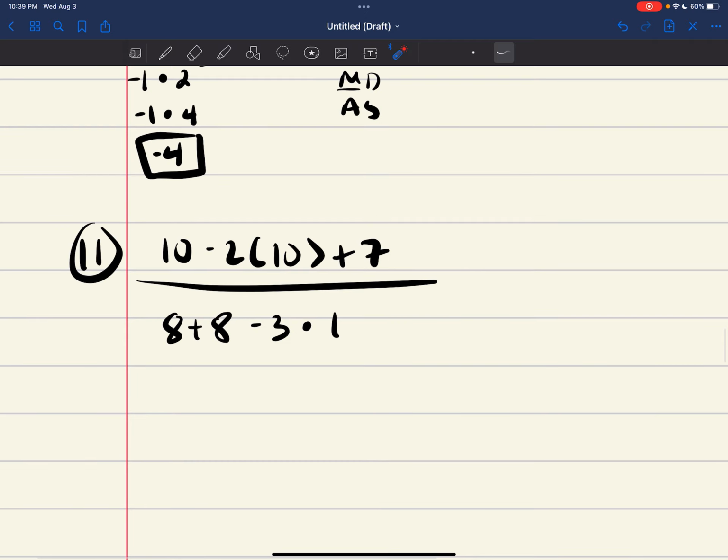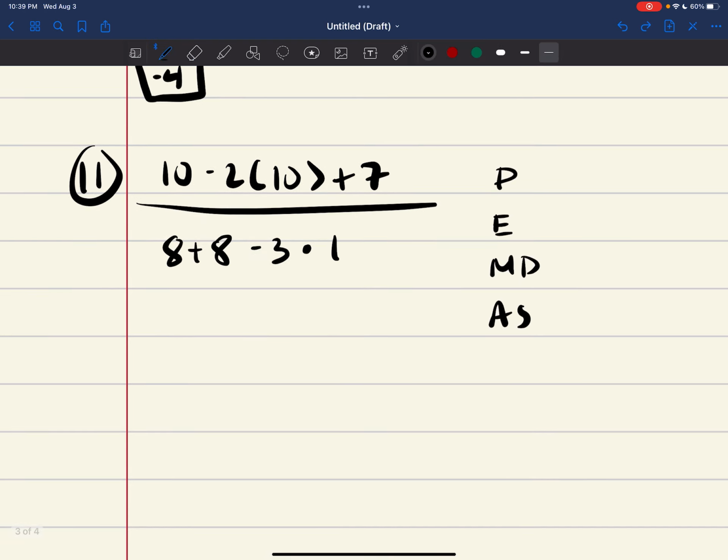Alright, now let's go ahead and do number 11. We have 10 minus 2 times 10 plus 7 all over 8 plus 8 minus 3 times 1. Now, what's going on with this problem? Well, we have something called a fraction, and we can see there's a fraction bar over here, so we know that there's going to be a number divided by a number. So let's apply PEMDAS to the numerator and also to the denominator. So let's handle that one by one.